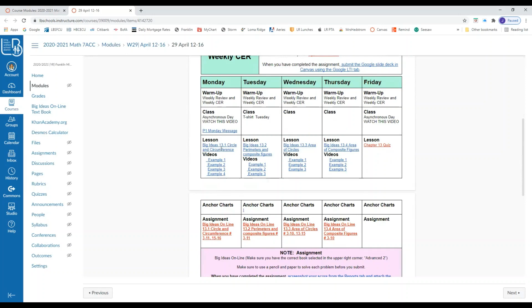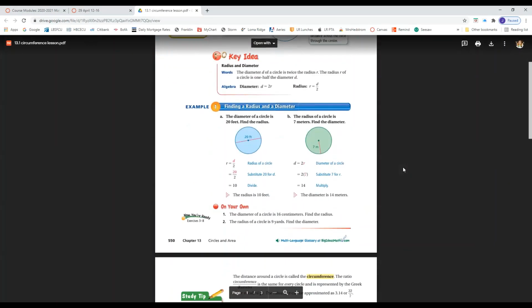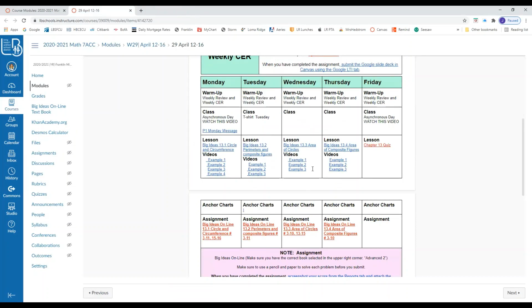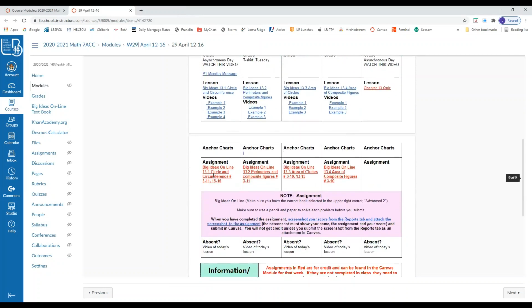Here's the lesson, Big Ideas 13.1, Circle and Circumference. So the book pages are accessible here on the agenda. This is the lesson that we will be doing. Here are the video examples from the book. And then here is your assignment, Big Ideas Online. Okay, so let's go ahead and get started.